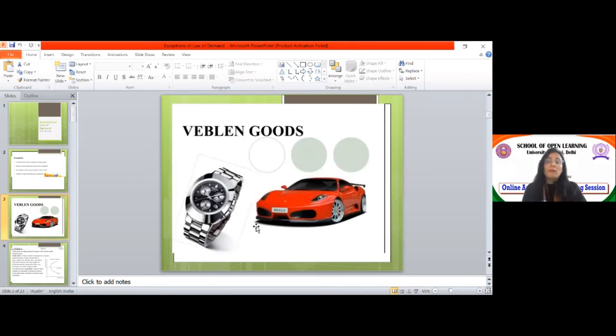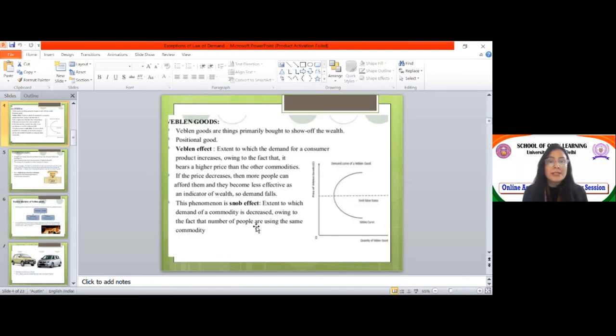Now Veblen goods, we can just consider as Rolex or Lamborghini or whatever luxury car, Rolls Royce and all. Veblen goods are those goods which do not follow the general law of demand, but are a status symbol. As the price increases, the quantity demanded of these products will increase. They are primarily bought to show off wealth. When you want to show off your wealth, you want to show that this much price I can afford. So it is just a show off.